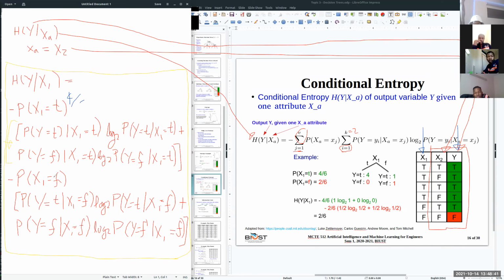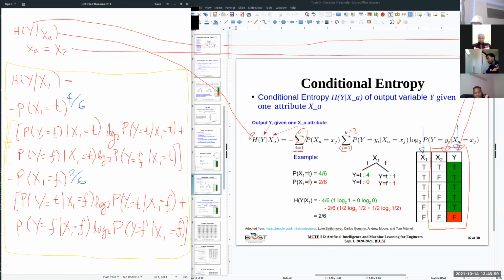Probability of x1 being false. There are 6 entries, 1, 2, 3, 4, 5, 6, and there are 2 entries that are false. So that's 2 over 6.